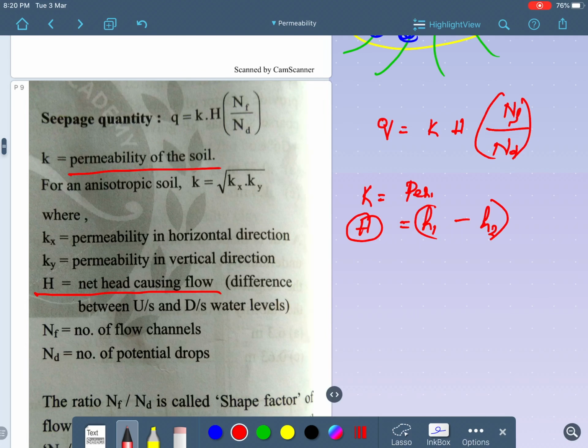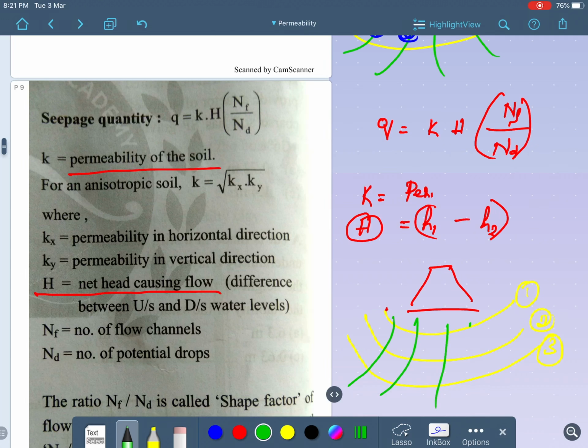Then number of flow lines. This NF is nothing but the number of flow lines. For example, in this figure we can say 1, 2, 3. The total number of flow lines is 3. Then ND is the number of potential drops. The number of potential drops will always be equal to the number of equipotential lines minus 1.